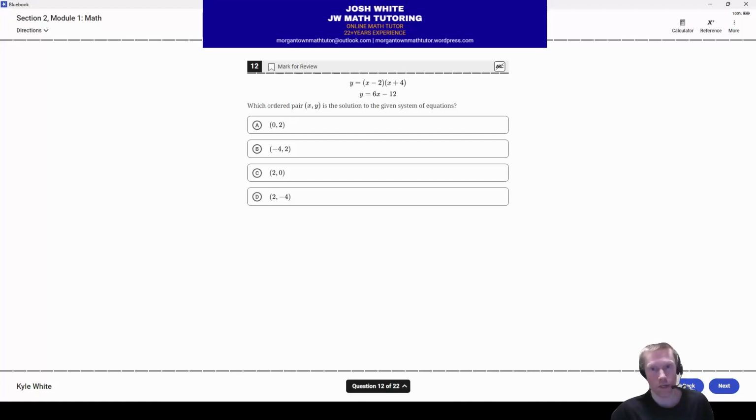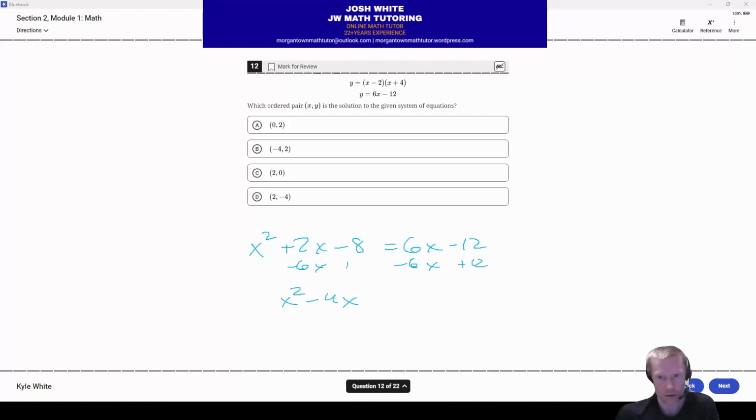Okay, next question. Here we have a system of equations. So, the traditional or straightforward way, and I'll show that even though it's definitely not the fastest way, would be to go ahead and set these two things equal to each other because they're both equal to y. Also, I'm going to multiply out the first one, and it's going to be x squared plus 2x minus 8, and then we set that equal to 6x minus 12, then subtract over 6x, x squared minus 4x, then add 12, plus 4, okay, equals 0.